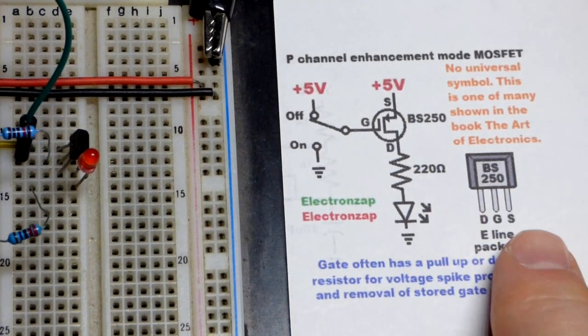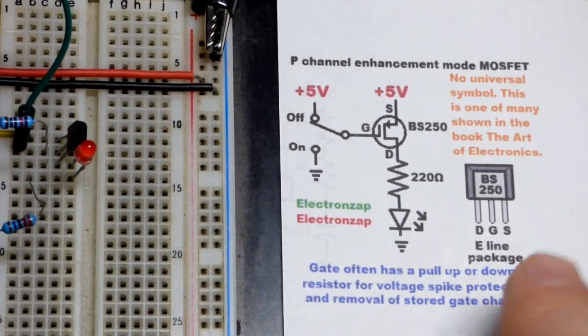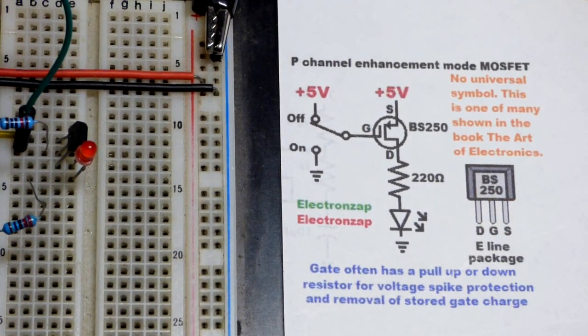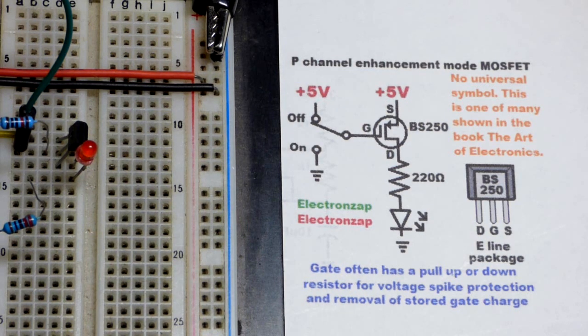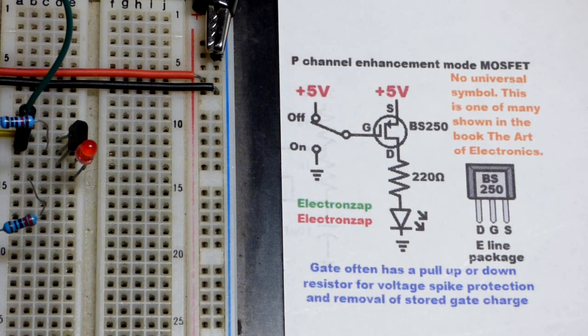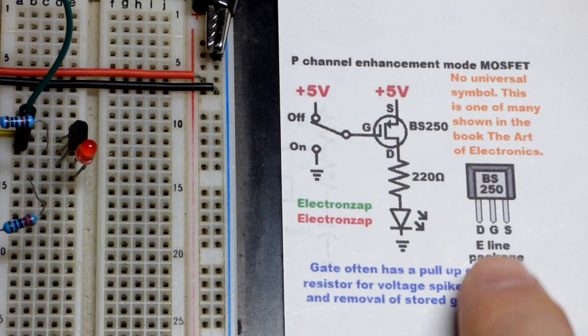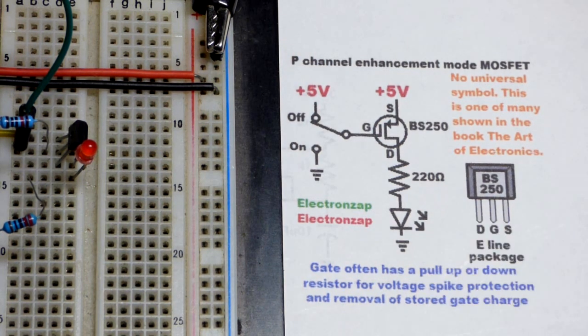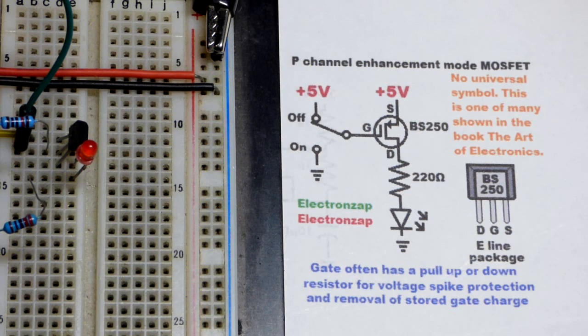Not all P-channel enhancement mode MOSFETs will have the same pin layout, of course. So if you're ever using a different part number, definitely don't assume it has the same pin layout. If it has a different part number, good chance it has a different pin layout. Always be aware of that. Always check the data sheet by doing a Google search.